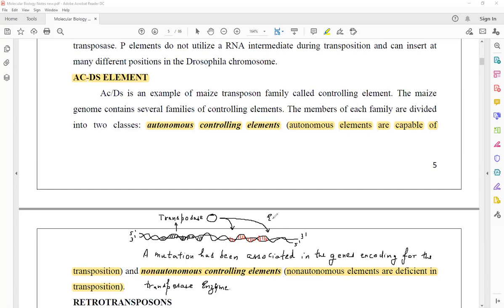Transposase enzyme of a transposon will also catalyze the transposition of a defective DNA molecule, defective transposon.